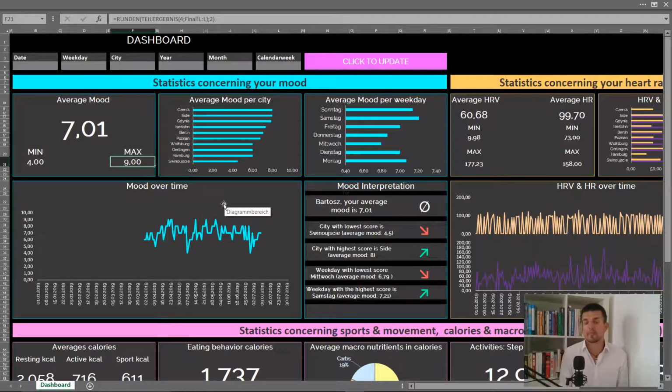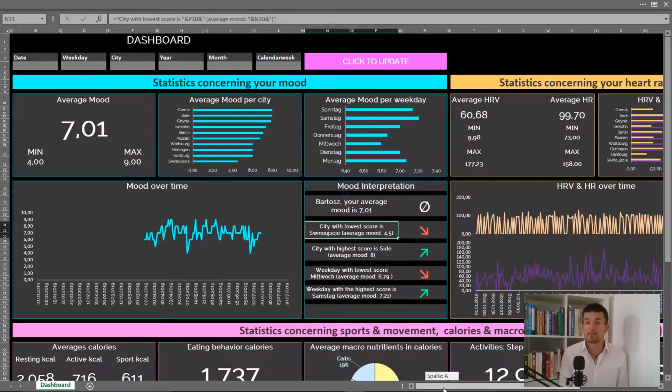And what I basically like very much is a general interpretation. So what I built is a kind of descriptive interpretation, or description of what you see in the data. So you see my average mood is 7.01. The city with the lowest score in mood is Świnoujście. You see it here, it's Świnoujście. And the city with the highest score is Side, and you see it's Side with the highest score. So what is going on in the dashboard is that it's describing the most important information, so that I can read it out and always have a quick win based on the data.